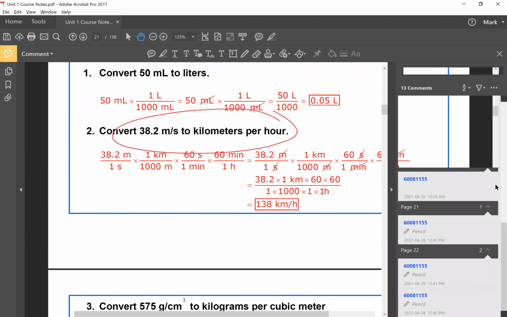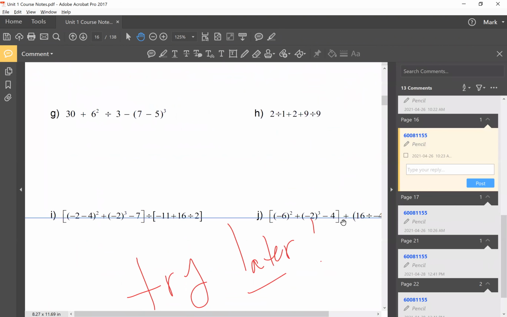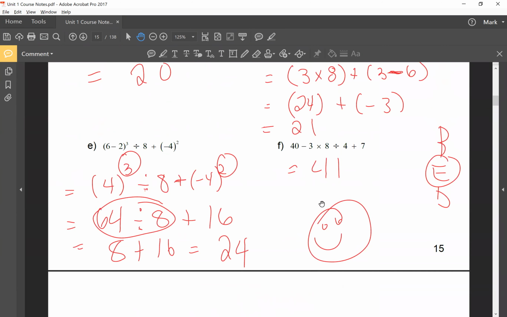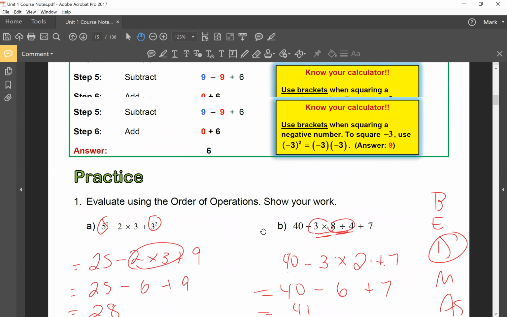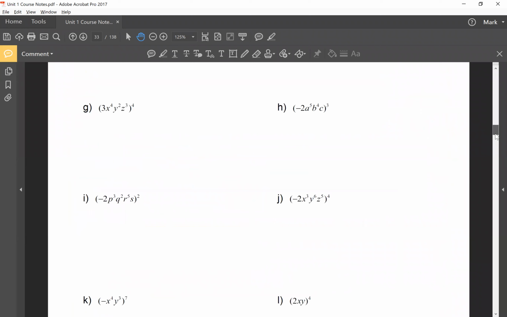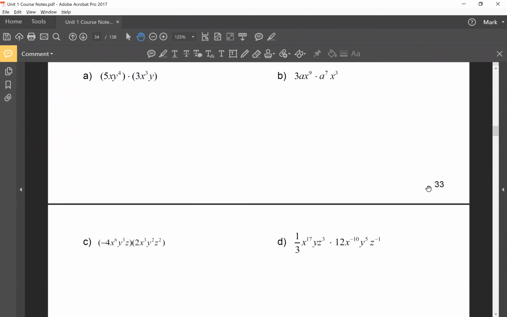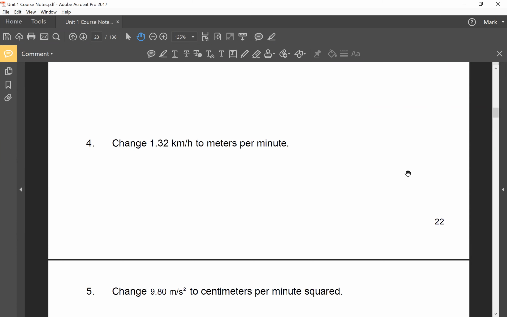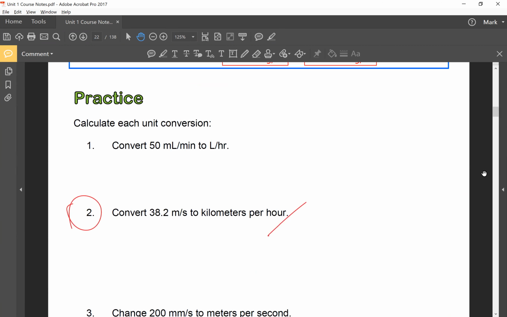Oh, I found a way the other day to delete my questions. Anyway, sorry, just talking to myself. Oops, I did not mean to go there. So let's do page 22, number 1. I'm starting to miss PowerPoint now. All right, number 1.